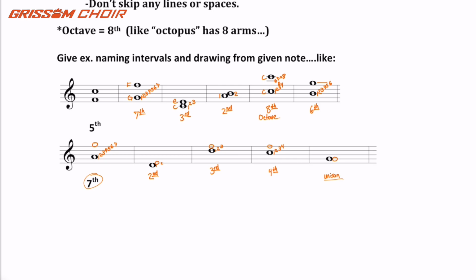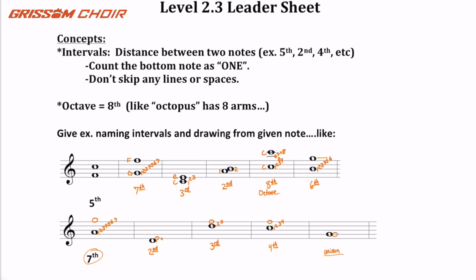And that is everything on theory level 2.3. One big concept that can be split up into two ways of doing it. So make sure that you review this as well as everything below it, Music Theory Level 1.1 all the way up to 2.2, and you should be good to go for the test.